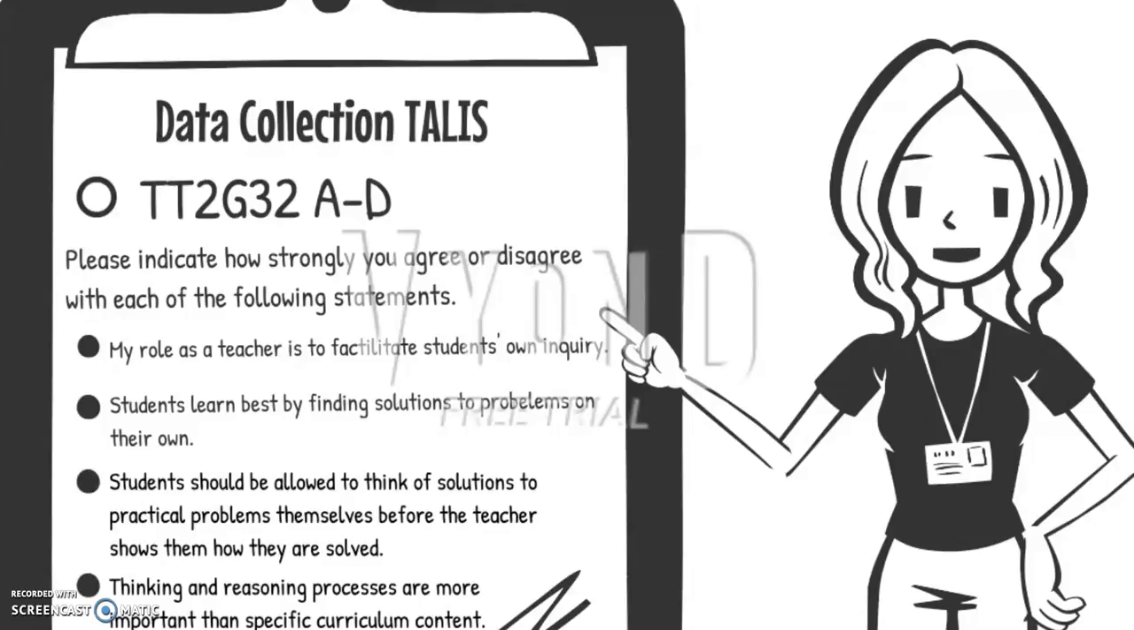The 4 sub-questions A through D include: my role as a teacher is to facilitate students' own inquiry. Students learn best by finding solutions to problems on their own. Students should be allowed to think of solutions to practical problems themselves before the teacher shows them how they are solved. And thinking and reasoning processes are more important than specific curriculum content.